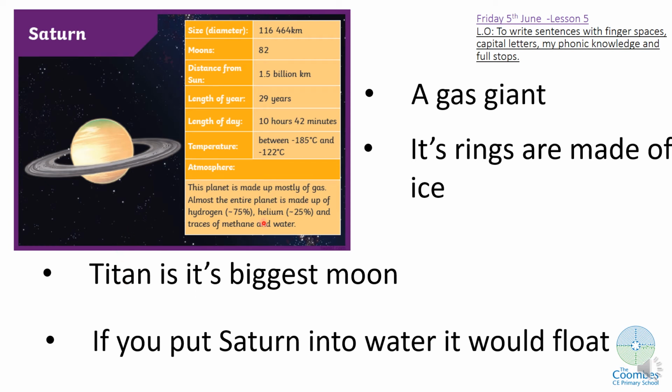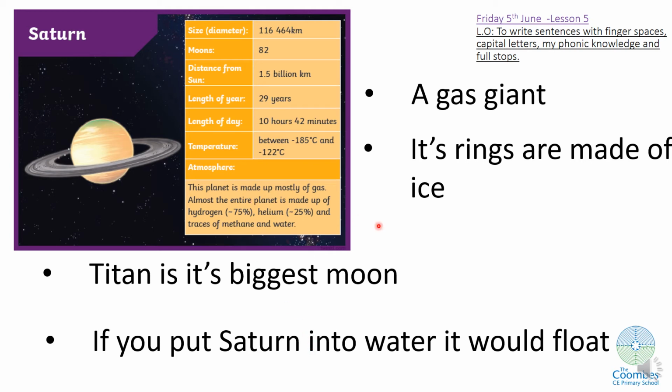Saturn is made up of quite a lot of helium, and that's what we put into our balloons to make them float. If we had a bathtub of water big enough and we put Saturn inside it, Saturn would float because it's so, so light. Now, I don't think we will ever find a bathtub big enough, but it's really interesting to know that Saturn would float in water because of how light it is.